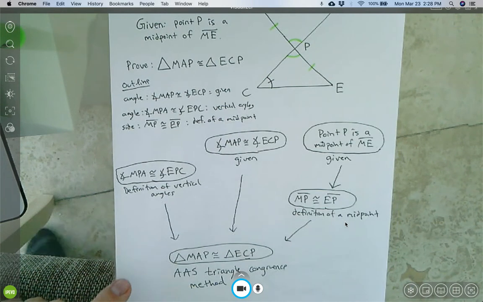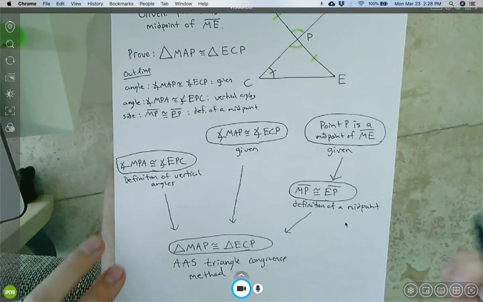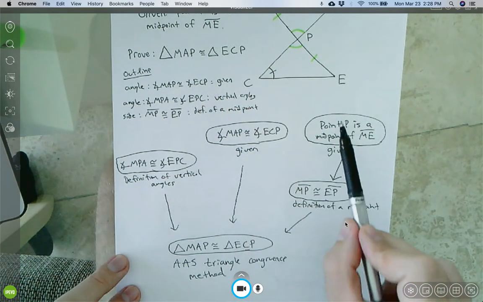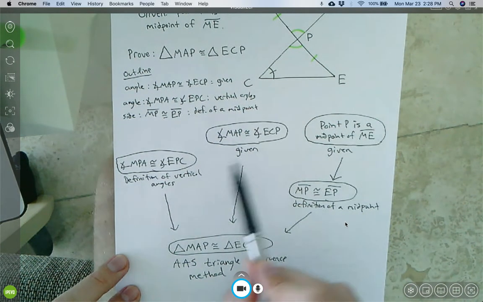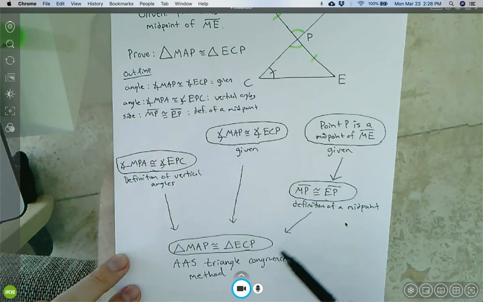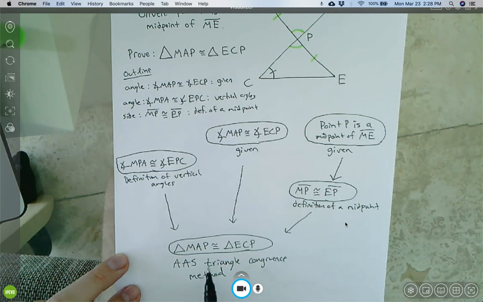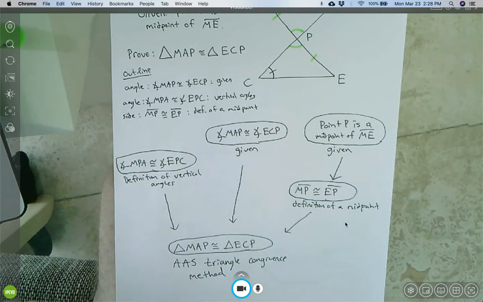Okay, what I want you to do before you leave me here is just do a quick check. Does every one of your statement bubbles have a reason underneath it? Do they all have arrows that lead to our final statement right here? And does your final statement have a reason right under here? If so, you're doing great.